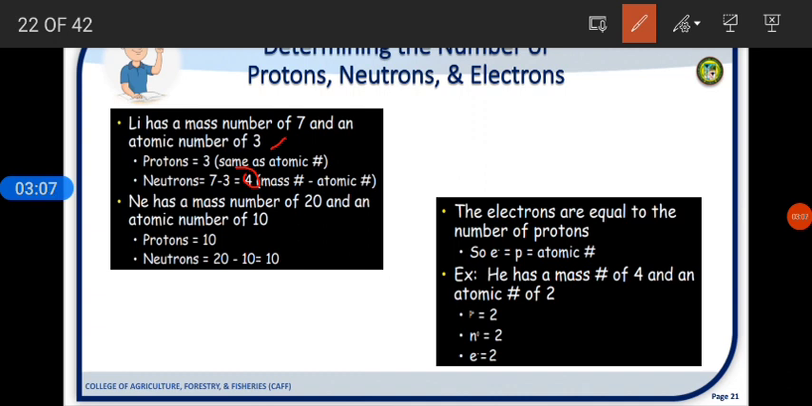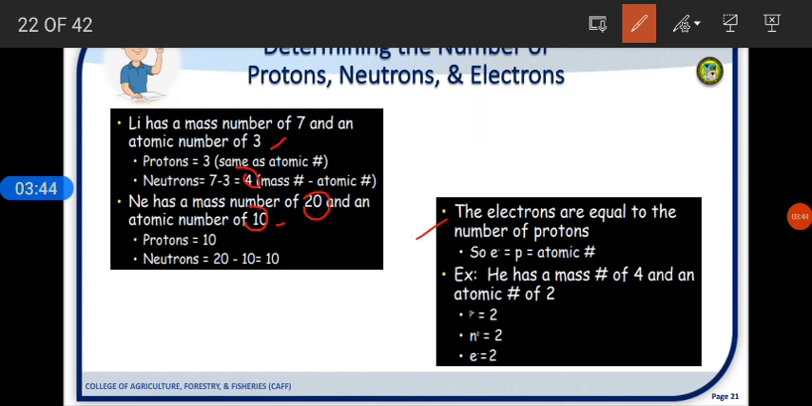Now we have Ne, or neon, which has a mass number of 20 and an atomic number of 10. Okay, since it has an atomic number of 10, it is understood that the number of protons is also 10. So using the same formula, mass number minus atomic number. So our mass number here is 20 and we have an atomic number of 10. So 20 minus 10 is equal to 10. Therefore, neon has 10 neutrons.